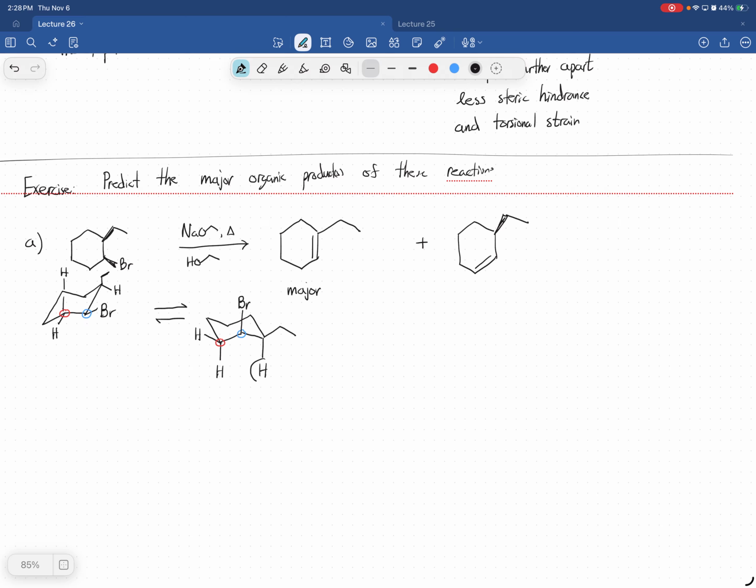So now I have two potential hydrogens to eliminate right here. Both of these are able to be removed and form a double bond. So we get these two products here. All right, this double bond right here, which is this one, and this double bond right here, which is this one. Right there.